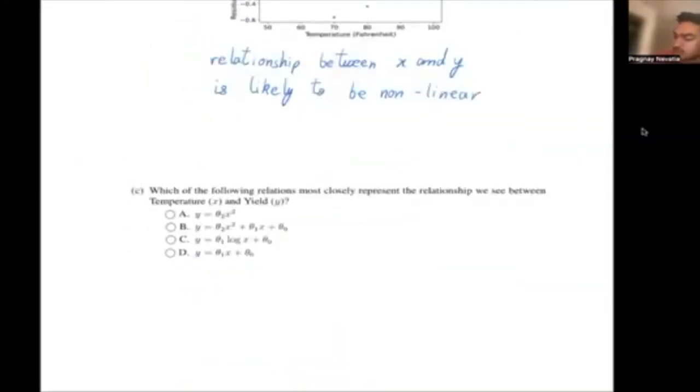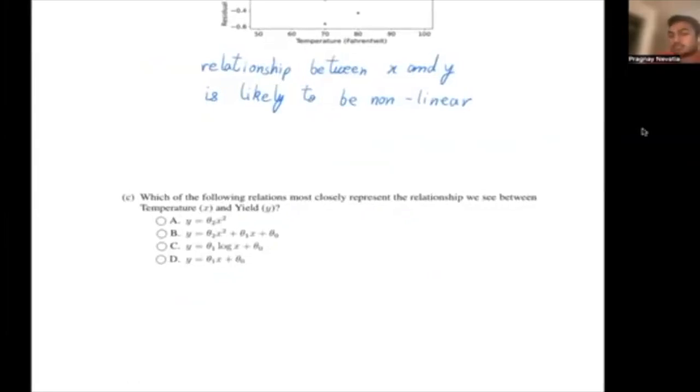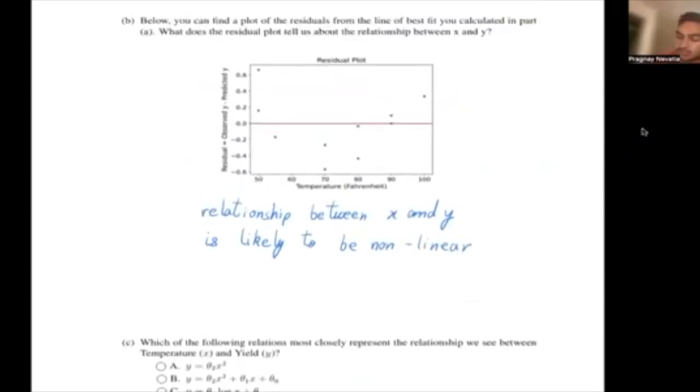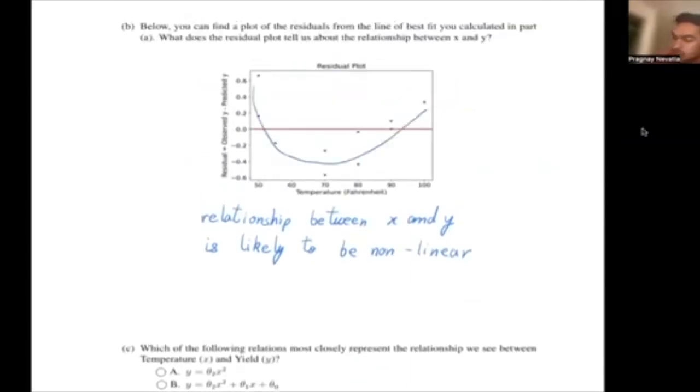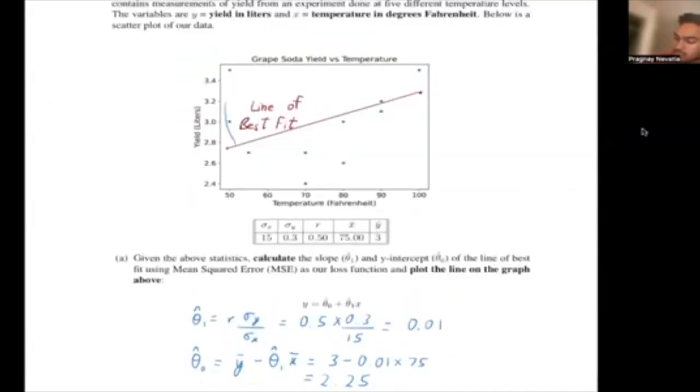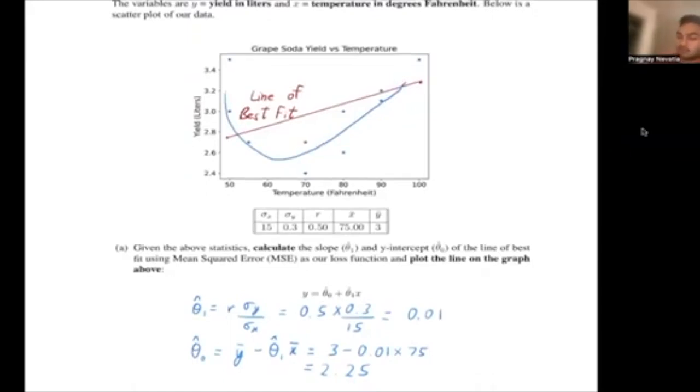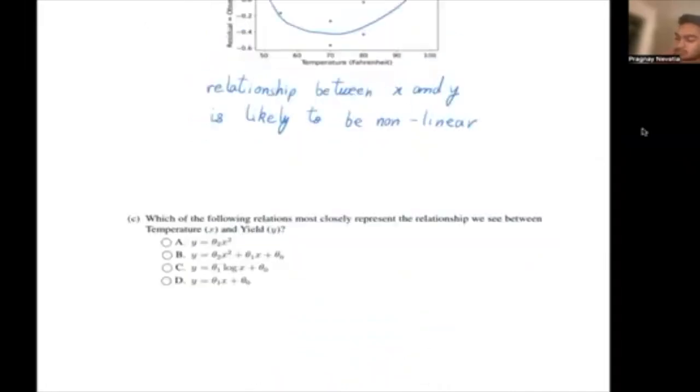So in part C, we are asking which of these relations most closely represents the relationship. Again, in both the residual plots and the original plot, you see this kind of curvature, and this is inherent to the quadratic form. So let's only consider the quadratic options over here, which are A or B. These two can be ruled out. So within these two, what do you think should be the case?